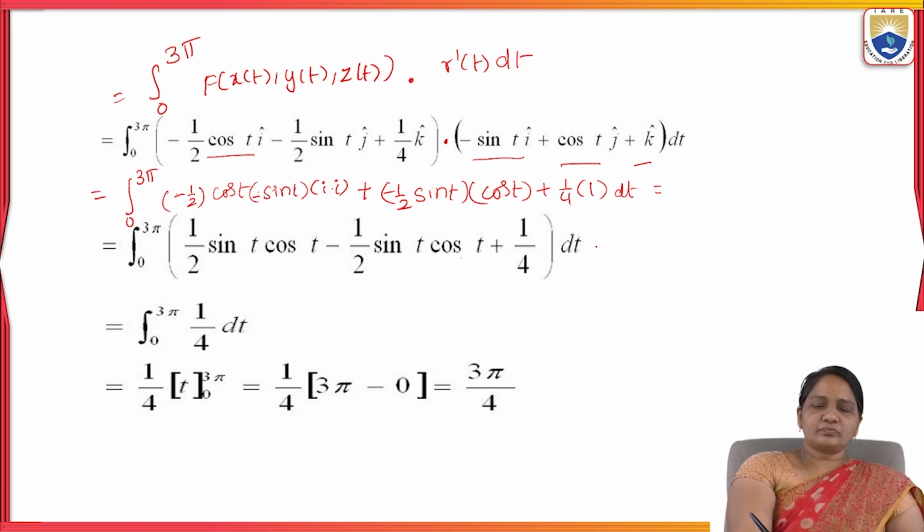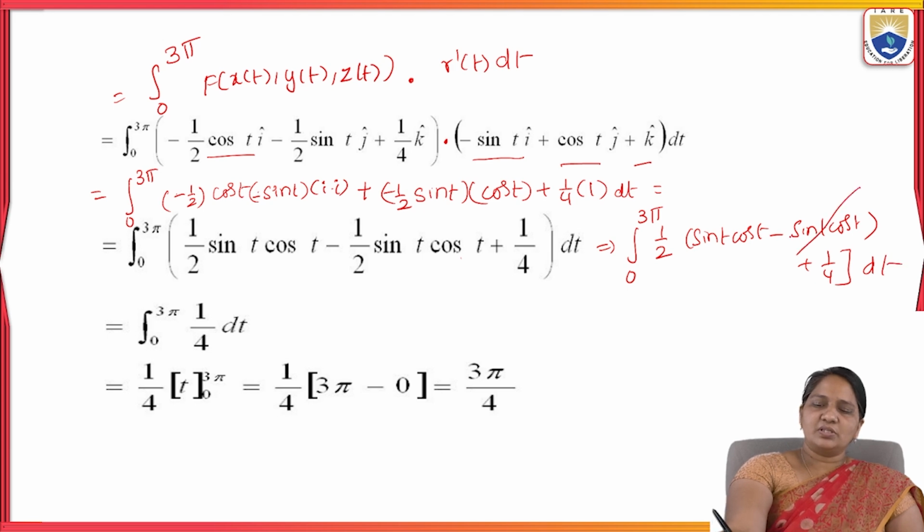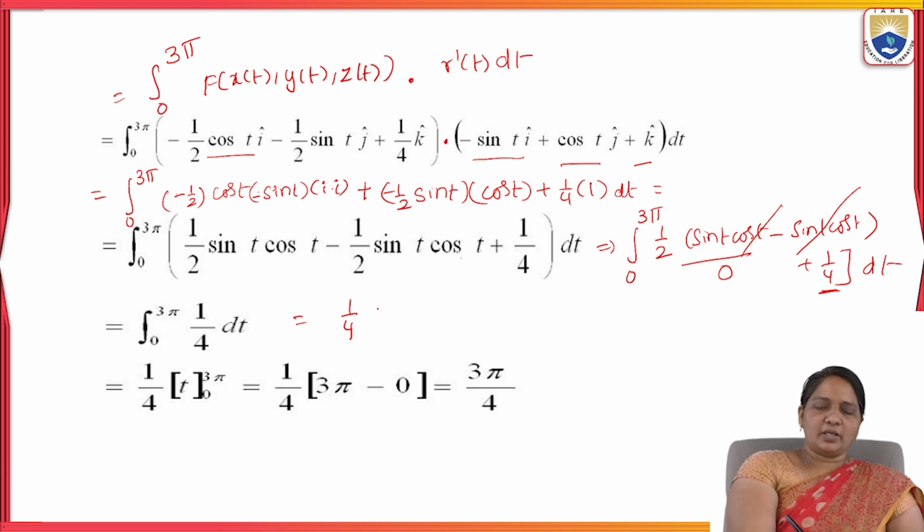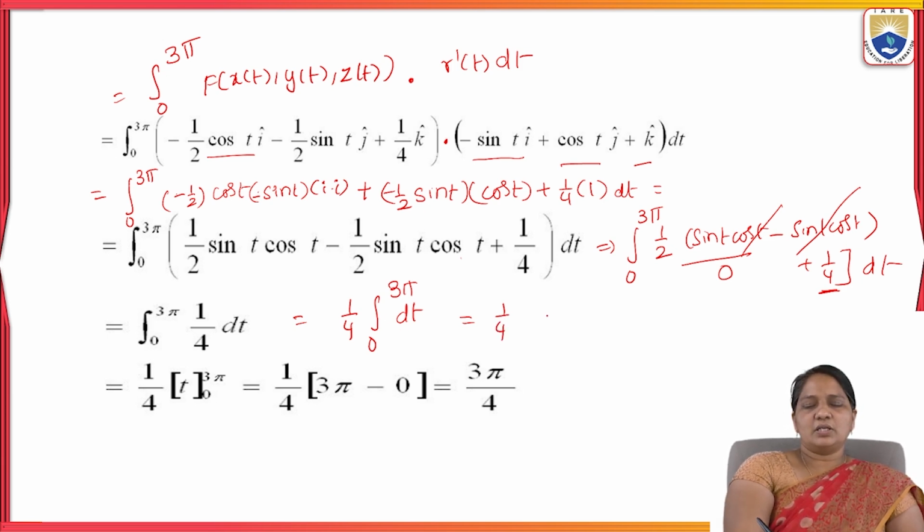So now in this integral from 0 to 3 pi, taking 1 by 2 common, we have sin t cos t minus sin t cos t plus 1 by 4, dt. Here these two values cancel, so the first term is 0. Finally I have the integral from 0 to 3 pi of 1 by 4 dt. 1 by 4 is a constant, so taking it out, the integral from 0 to 3 pi of dt. What is the value of the integral of dt? The integral of dt is t.